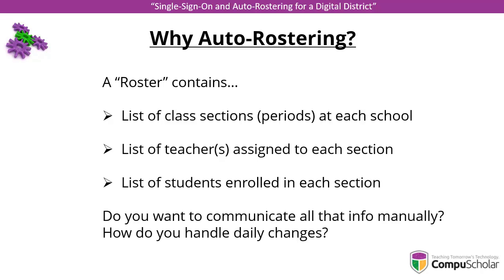Now as you can imagine, that's a very difficult set of information to communicate manually to a bunch of different publishers. And in addition, you would need to figure out how to communicate daily changes to publishers as students enrolled and dropped from different classes.